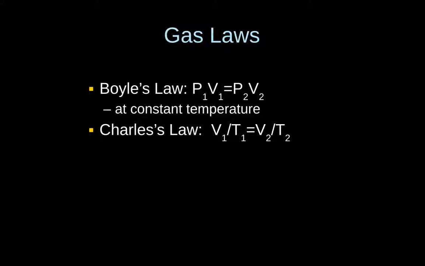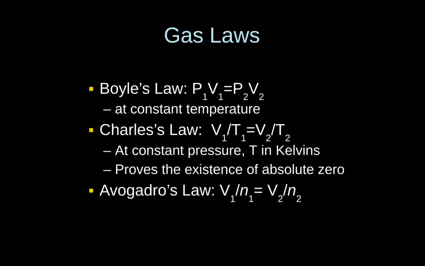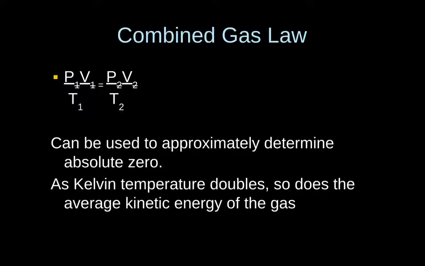is constant. There's Charles's law that says that volume and temperature are directly related, but that's only at constant pressure and your temperature in kelvins. Charles's law proves the existence of absolute zero because what this is saying is that you can measure the volume versus the temperature of a gas, and you can then extrapolate out to see at what temperature the volume would reach zero. Then there's Avogadro's law that says that the volume is directly proportional to the number of moles.